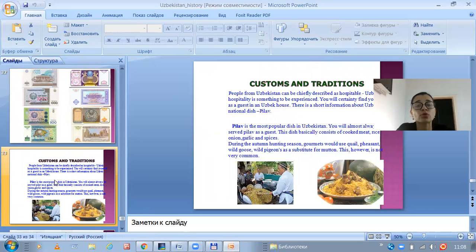Customs and traditions. People from Uzbekistan can be sharply described as hospitable. Uzbek hospitality is something to experience. You will certainly find yourself as a guest in an Uzbek house. There is short information about the Uzbek national dish, pilaf. It's the most popular dish in Uzbekistan. You will almost always be served pilaf as a guest. This dish basically consists of cooked meat, rice, onion, garlic, and spices. During the autumn hunting season, guests would be served quail, pheasant, wild goose, and wild pigeons as a substitute for mutton. This is, however, not very common.